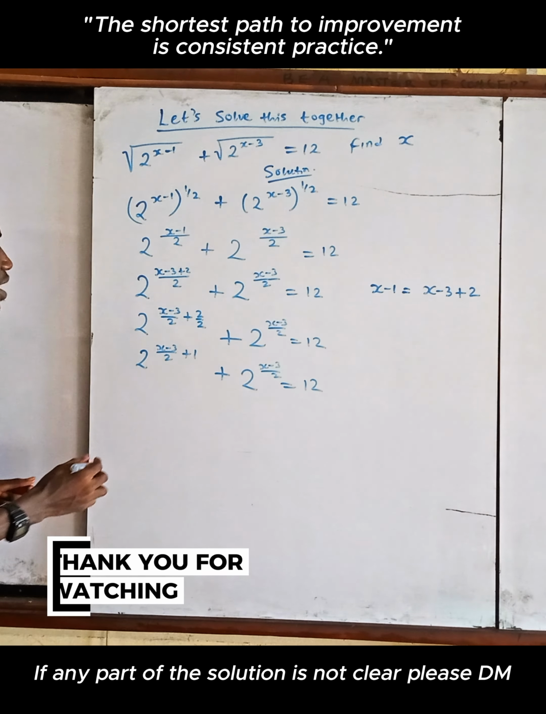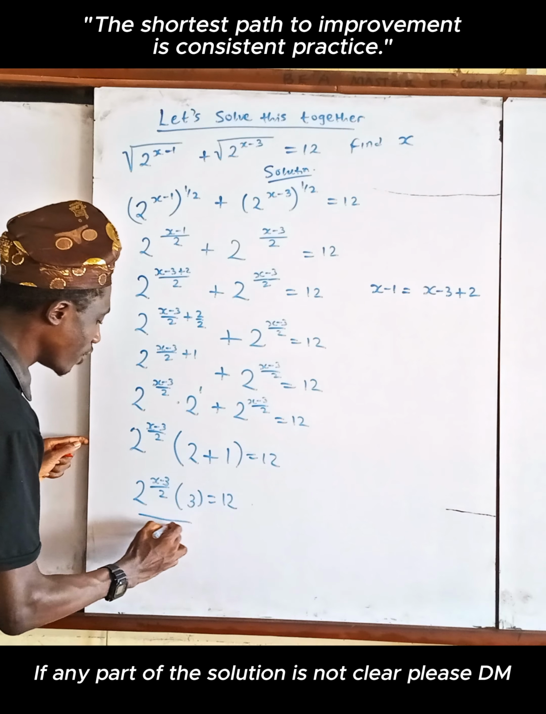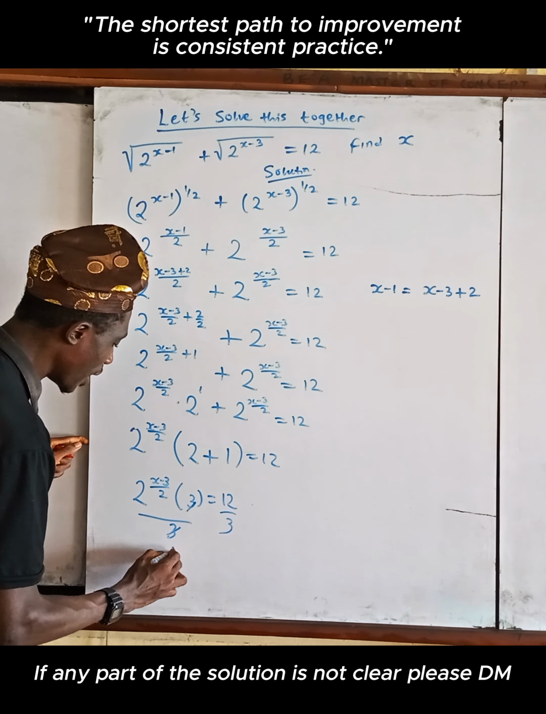So we have 2 raised to power x minus 3 divided by 2 into 2 plus 1, that is 3, is equal to 12. So divide throughout by 3. If we divide throughout by 3, this cancels this. We have 2 raised to power x minus 3 divided by 2 is equal to 12 divided by 3, which is going to give you 4.